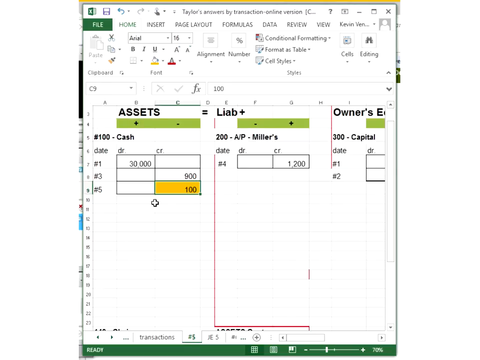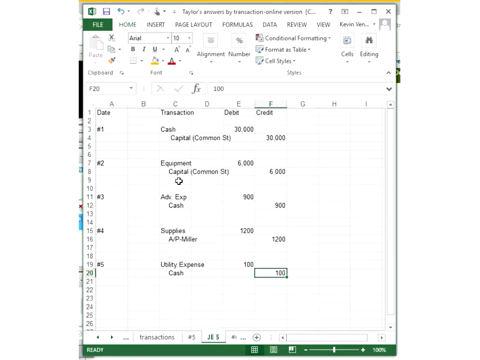If I want to know exactly what my cash balance is, that's what the T accounts are for. I can easily look, and I can add these quickly in my head, so 30,000 minus 1,000, I've got 29,000 still in cash. Whereas if I just looked at the journal entry, it's not quite so easy to tell that right away. You're going to have to go through each one and kind of look to see which ones involve cash.